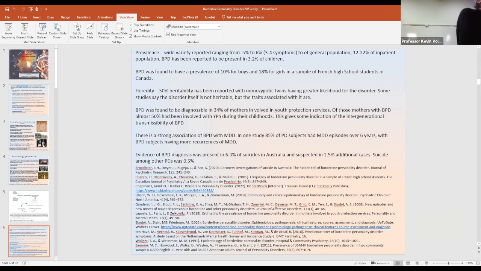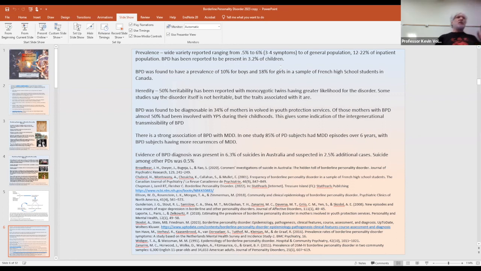Heredity, 50% heritability has been reported with monozygotic twins. In other words, if one identical twin had BPD, about half of the time the other one will have BPD. Some other studies say that the disorder itself, BPD, is not heritable. This is what I've always been led to understand, that the constellation of the things is not heritable, but the traits are heritable. So this is where it's interesting, because you think about doing family studies, right? You're studying twins or whatever.